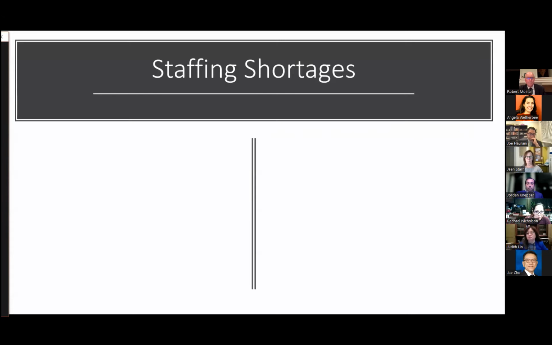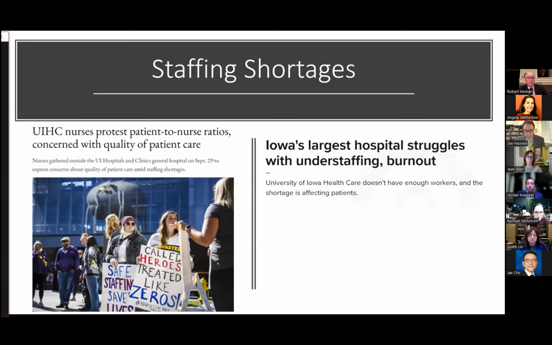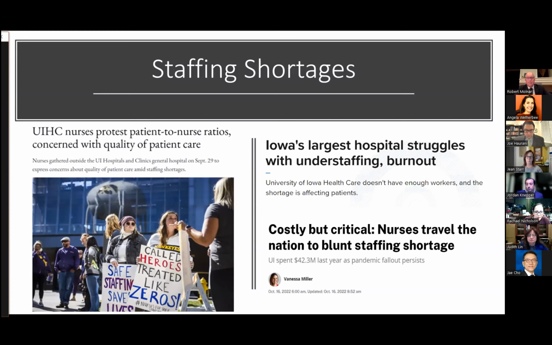So the biggest struggle that we've had in the last year and a half has been staffing shortages, and this has had a huge impact on our patient access. The current reality that seems to be affecting patient access at my hospital is all about shortages. So here's a sampling of just some of the local headlines. The UI nurses protest regarding the nurse to patient ratio. Our largest hospital, which is where I am right now, is understaffed. Everyone's burnt out, and the cost is critical, but obviously the shortages continue to get worse.